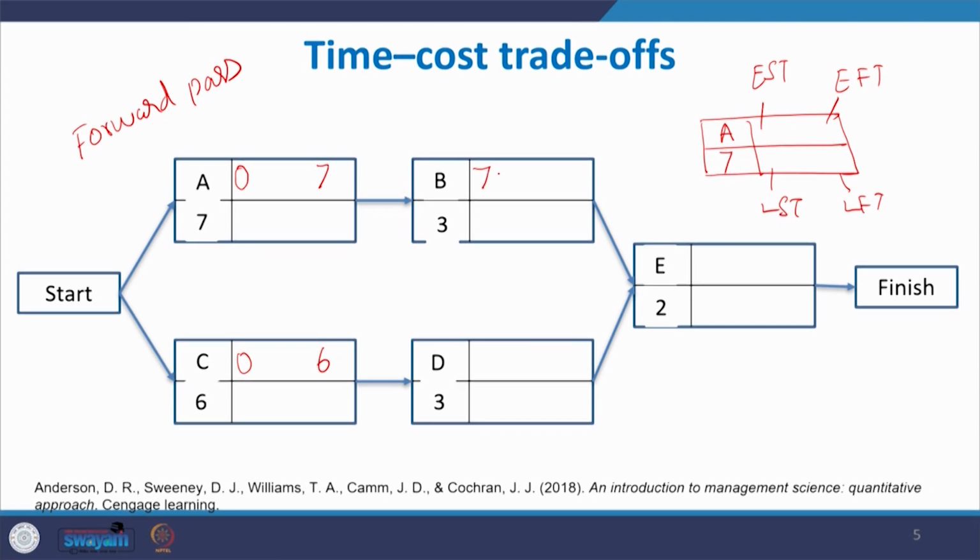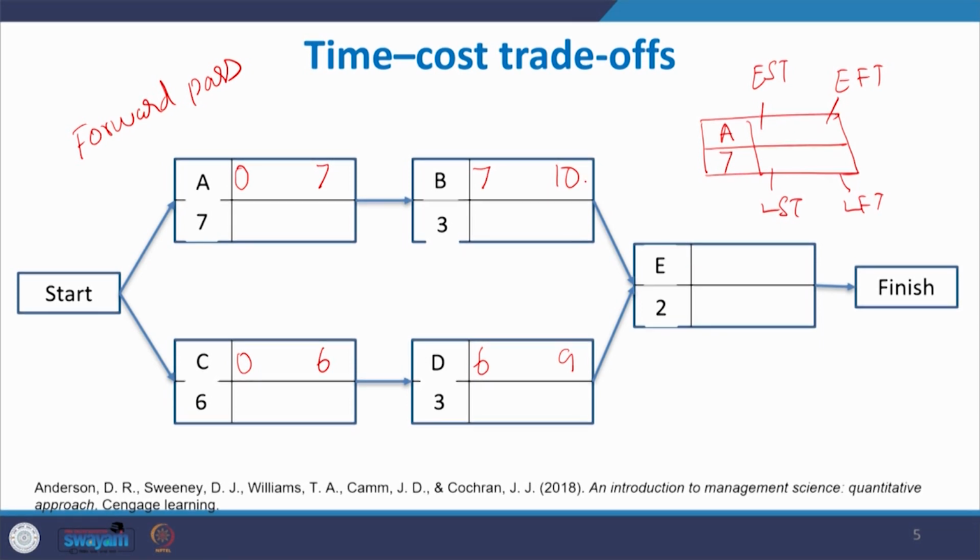You see that I am writing the time on a cumulative scale. Why have I written the 7th day? Because the earliest finishing time of the previous activity is 7 days. Activity B can be started only after the 7th day, so 7 plus 3 equals 10. Activity C will be completed only on the 6th day, so activity D can be started only after the 6th day. The duration of activity D is 3, so it is 9. Now we have to find the earliest starting time for activity E.